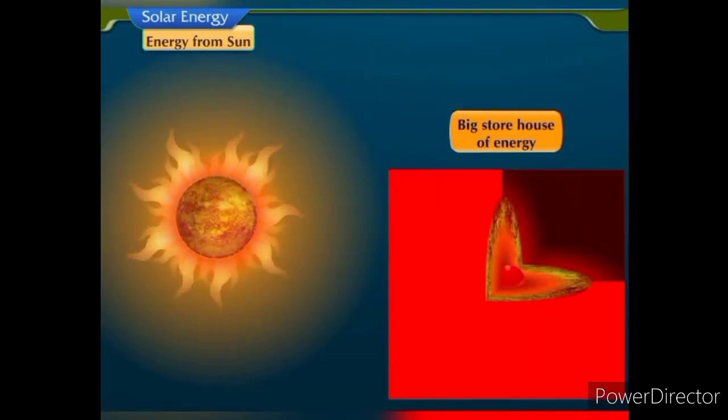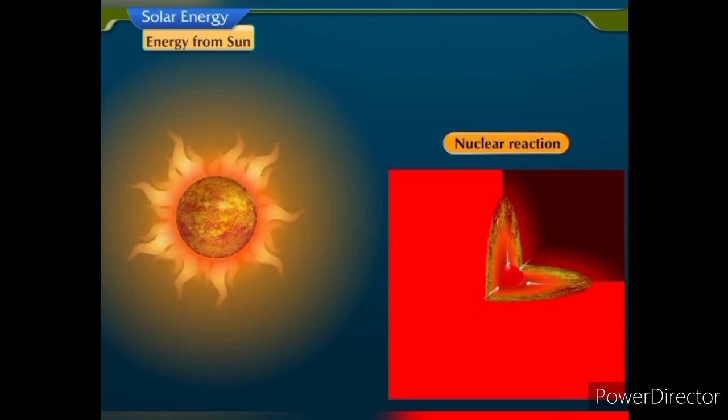Sun is a big storehouse of energy. The sun's energy is produced by the nuclear reactions going on inside it all the time. All our energy comes from or has come from the sun. The sun's energy gets transformed into many other forms of energy which are useful to us.